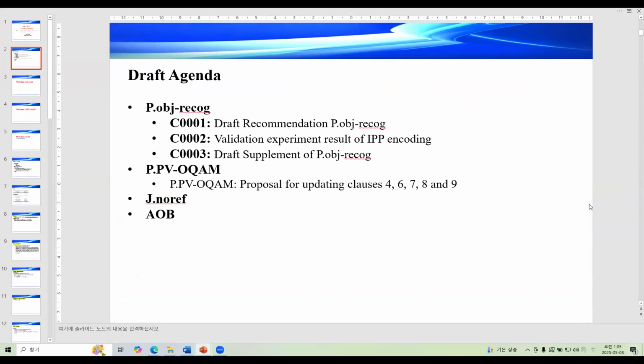So the agenda is we have 3 work items: P.object recognitions, and for this project, we have 3 contributions. And also we have PV or QAM, and also we have J.NoRef. So we'll start with the P.object recognitions. I hope the order of this presentation is correct, but I think it might be better that someone from NTT can take it from here and then present using their own screen.